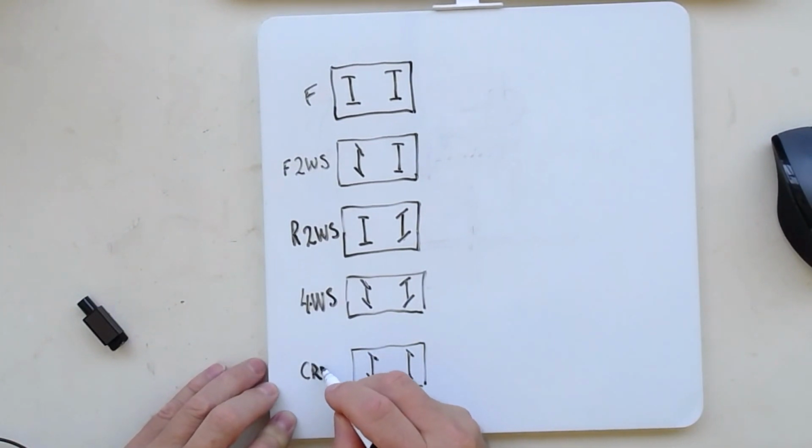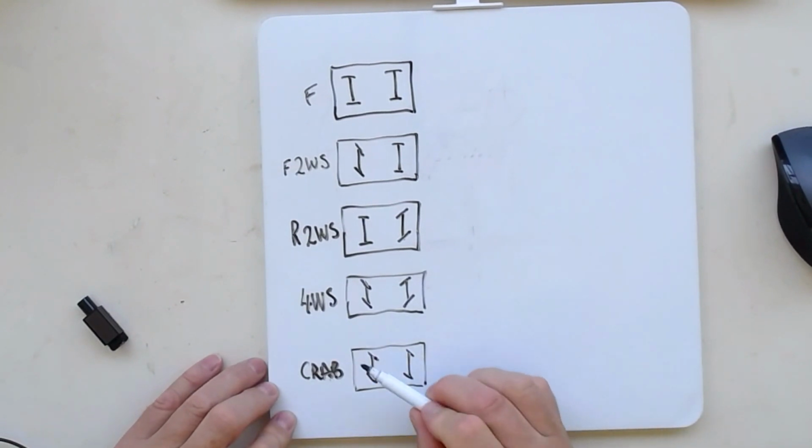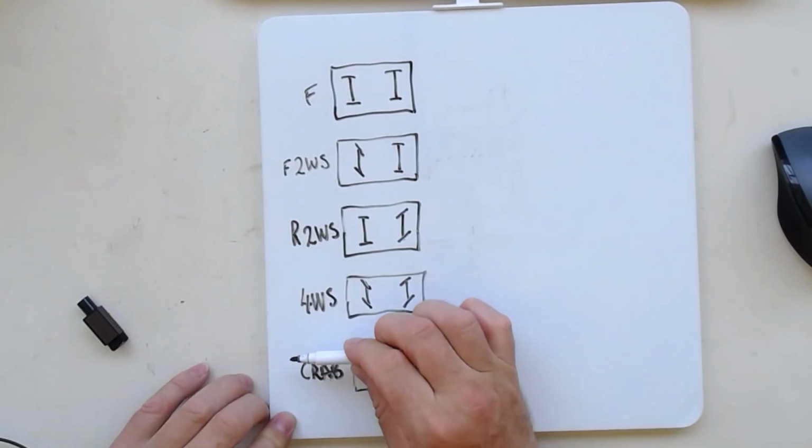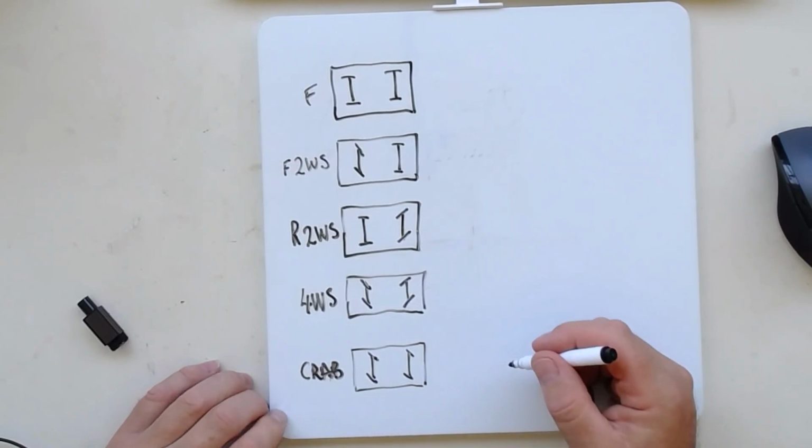That, my friends, is crab steering, where the vehicle is moving. It's actually going forward and sideways at the same time. Are all these needed? Yes, depending on your application.